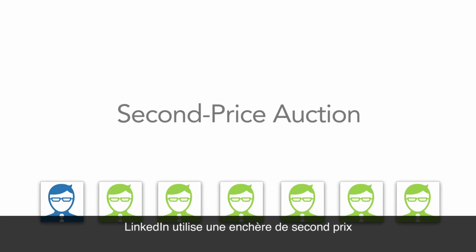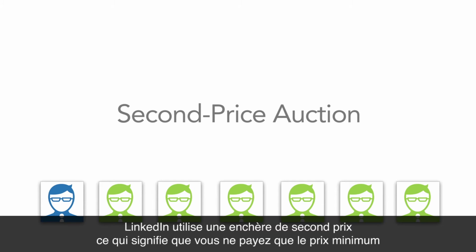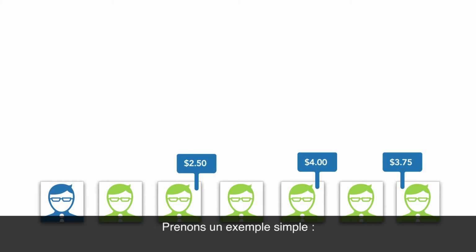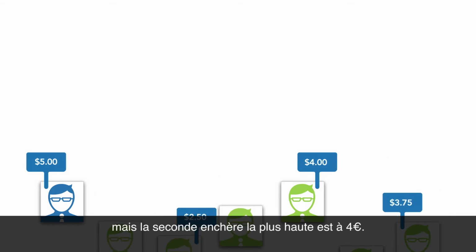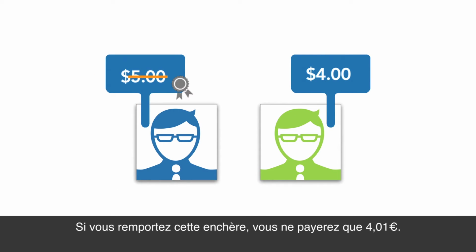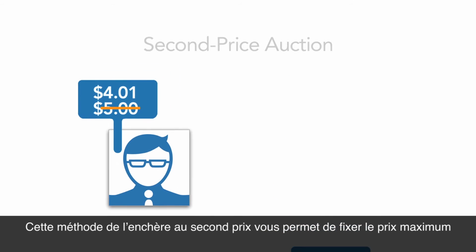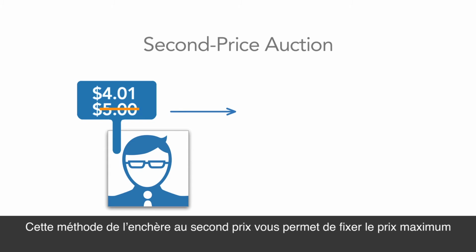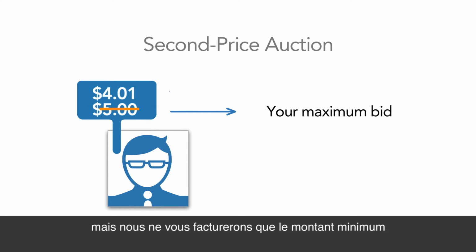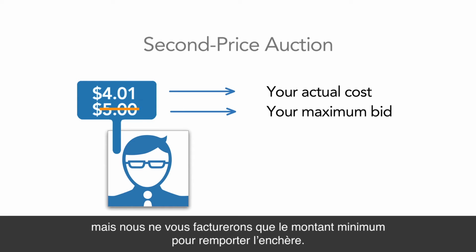LinkedIn uses a second price auction, which means you only have to pay the minimum price above the next highest bidder. A very simple example would be, you place a bid of $5 cost per click, but the next highest bid is only $4. If you win the auction, you will only pay $4.01. This second price method lets you set your bid at the maximum price you are willing to pay for a click or impression, but we'll only charge you just enough to win the auction.